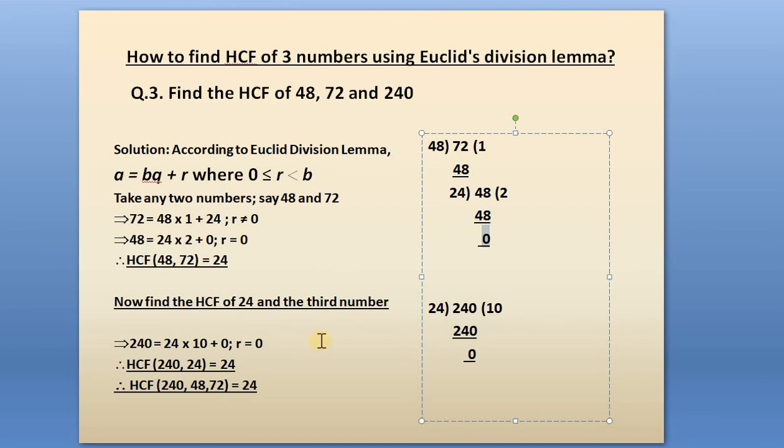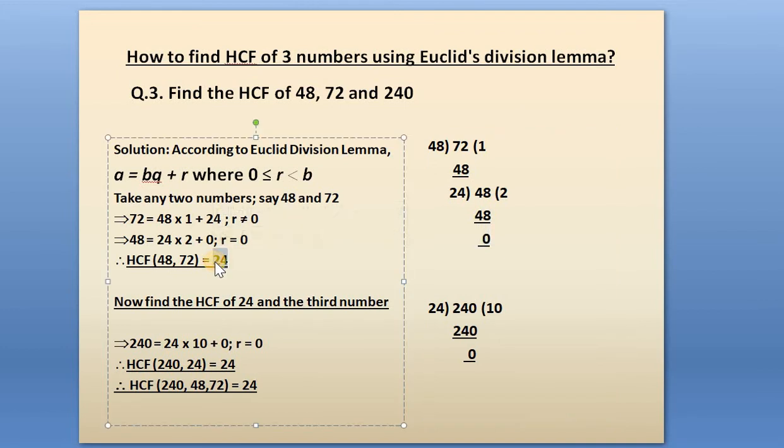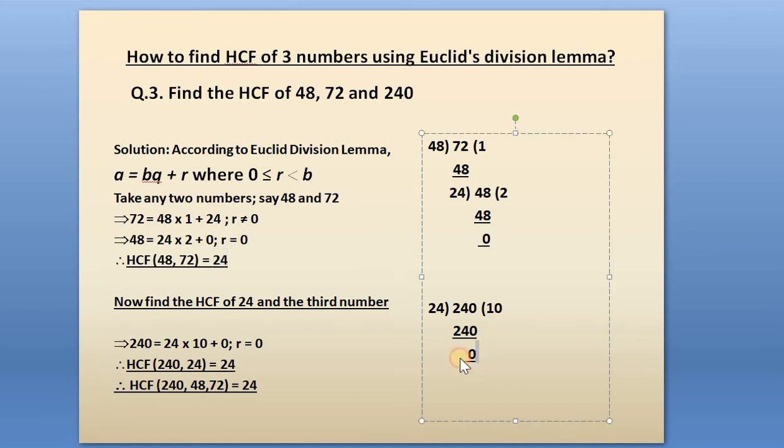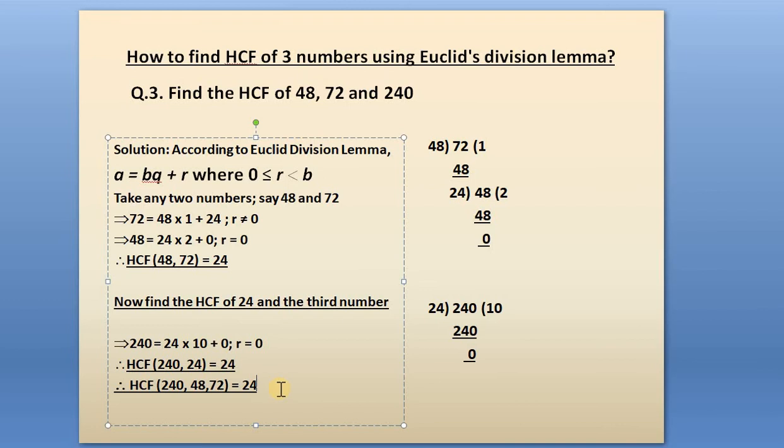Now what we need to do? We need to find the HCF of the third number, that is 240, and the previous HCF, that is 24. So you will find the HCF of 24 and 240. Now we know 24 is a factor of 240, or 240 divided by 24 is 10 and the remainder is 0. Since the remainder is 0, the HCF is the previous divisor, that is 24. So the HCF of all the three numbers is 24. It is the highest common factor.